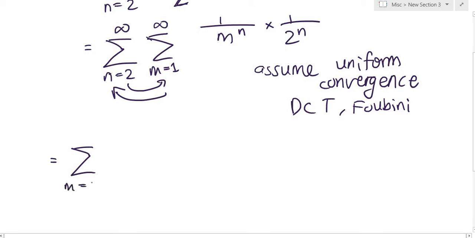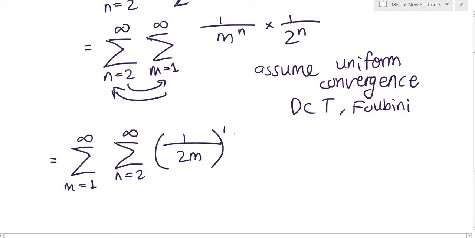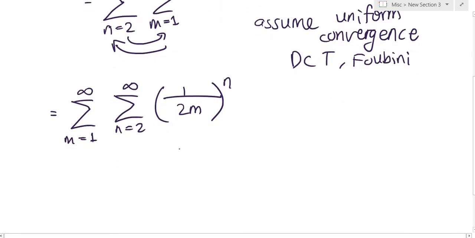So outside we'll have the sum from m equals 1 to infinity, and then inside we have the sum n equals 2 to infinity. Well, since everything is raised to the nth power, why don't we multiply everything together and then raise it entirely to the nth power. And now by the looks of this thing, well, let's just write it out. It will be easier to observe stuff like that.